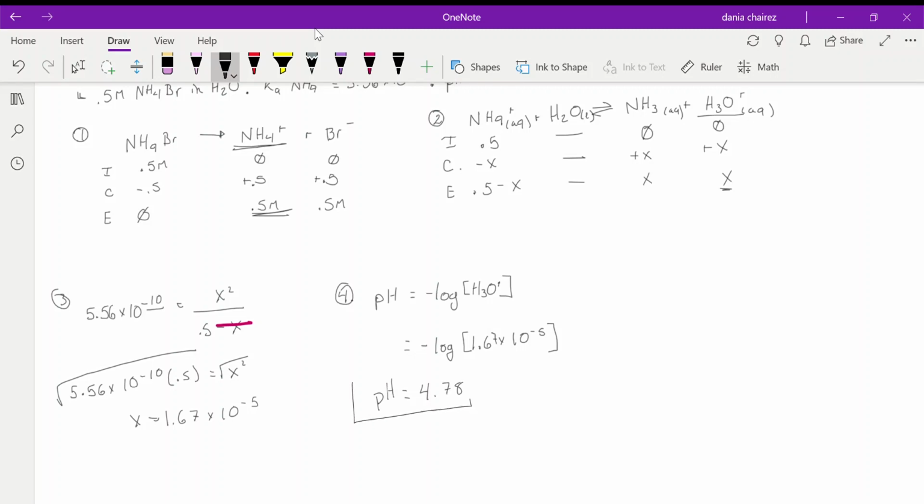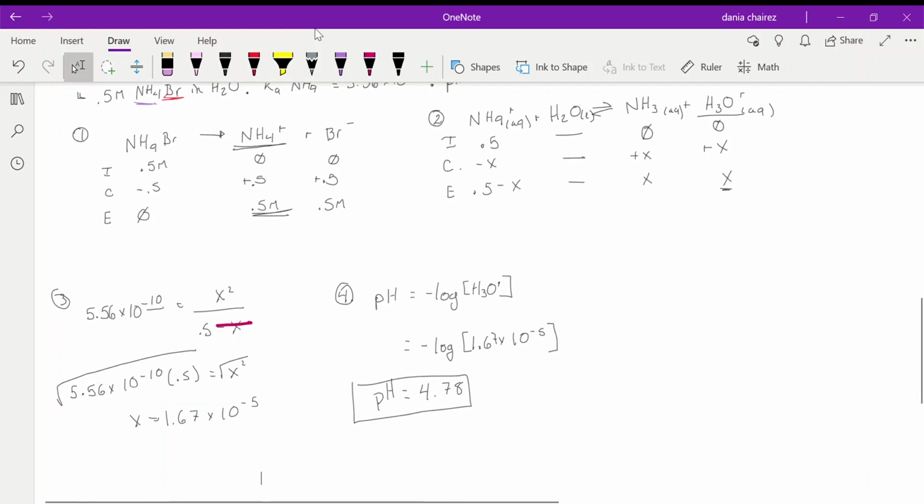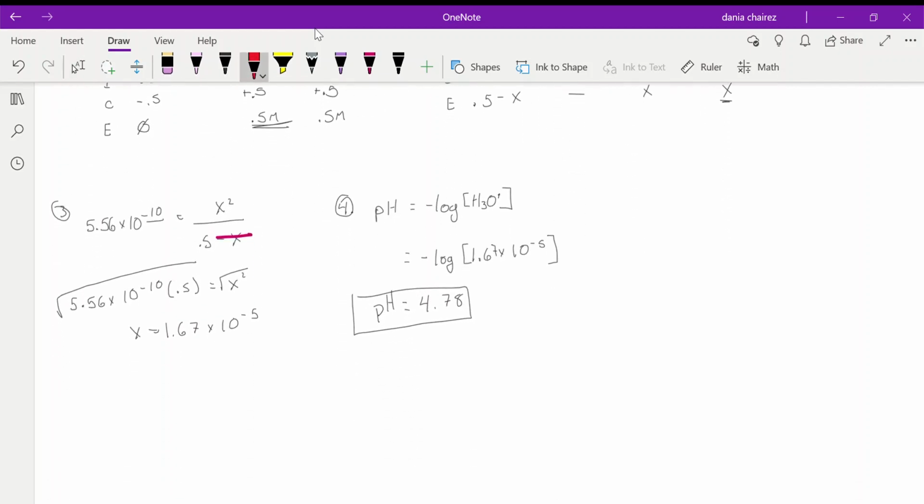And that makes sense because, like I said, our salt ends up being, alright, I should have said that before this. Okay, so looking at this salt, we have the conjugate of a strong acid and the conjugate of a weak base, so it's an acidic salt. Okay, acidic salt, so our pH should be less than 7. And we ended up with a pH of 4.78, which is less than 7. So that checks out. Woohoo.